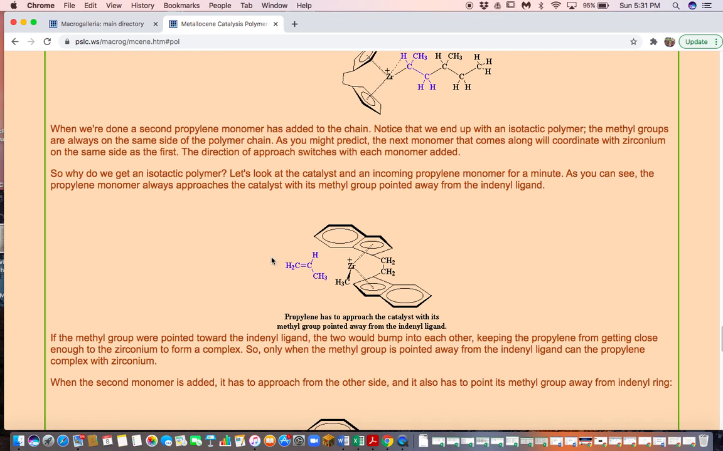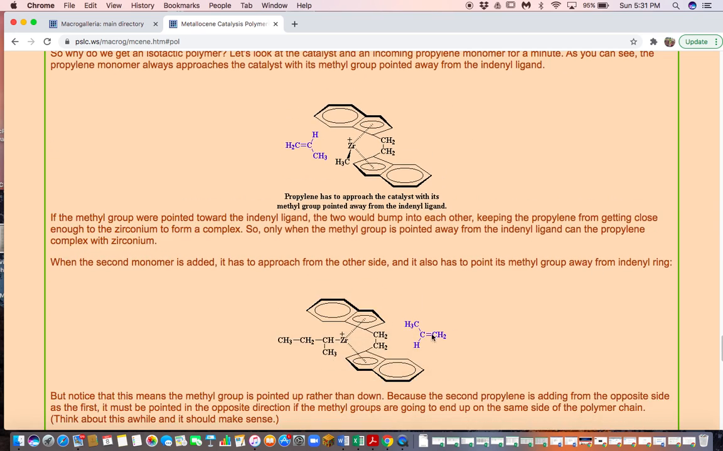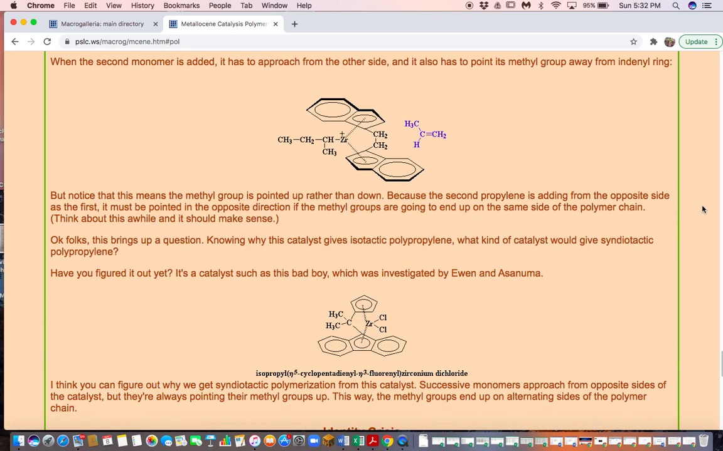So, if the monomer comes in from the left side, in this case, like this, the methyl group has to be pointed away from this ring. If the monomer comes in from the other side, again, the methyl group has to be pointed in a certain direction to keep it away from this. And it's a little counterintuitive looking at it, but in a nutshell, having these oppositely arranged directors, for lack of a better expression, helps to keep the pendant groups ending up on the same side in your polymer chain. So this produces an isotactic polymer.